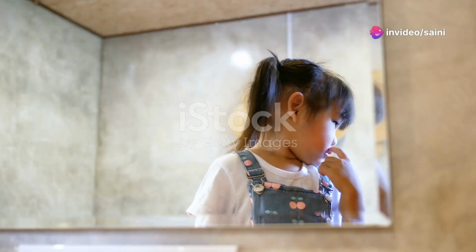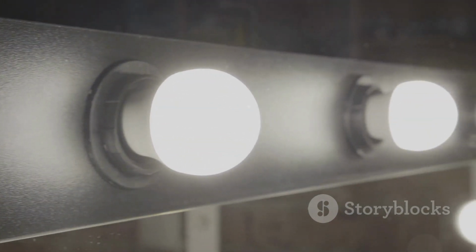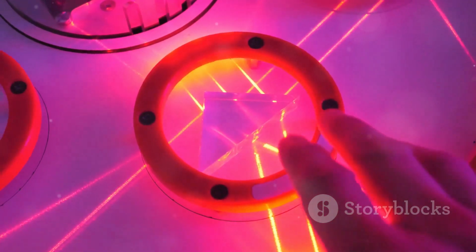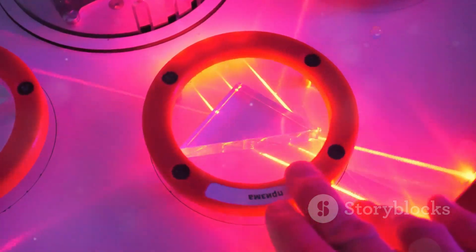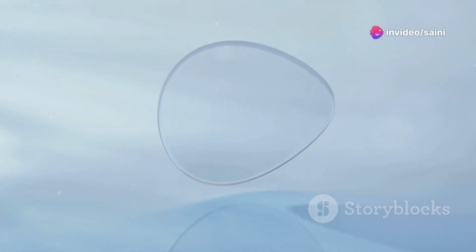We've all seen our reflection in a mirror. This everyday phenomenon is due to the reflection of light. When light hits a smooth surface, it bounces back. This is governed by the law of reflection. This law states that the angle of incidence, the angle at which light hits the surface, is equal to the angle of reflection, the angle at which it bounces off.